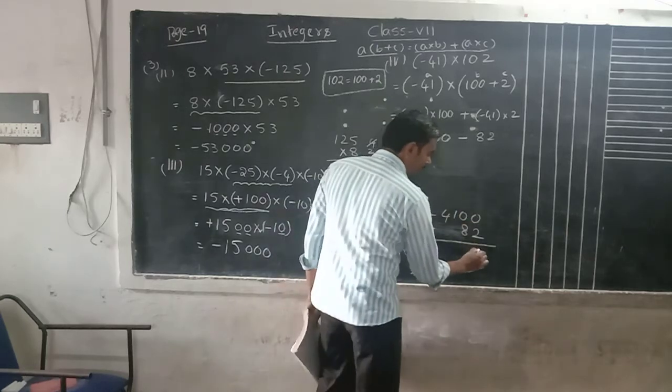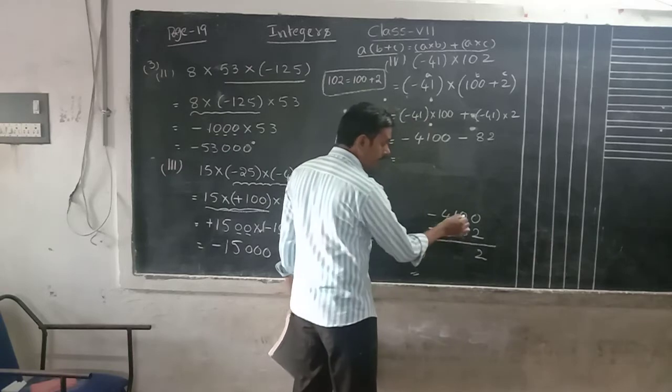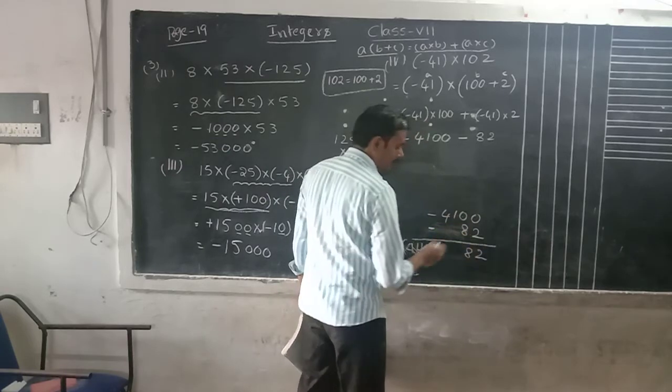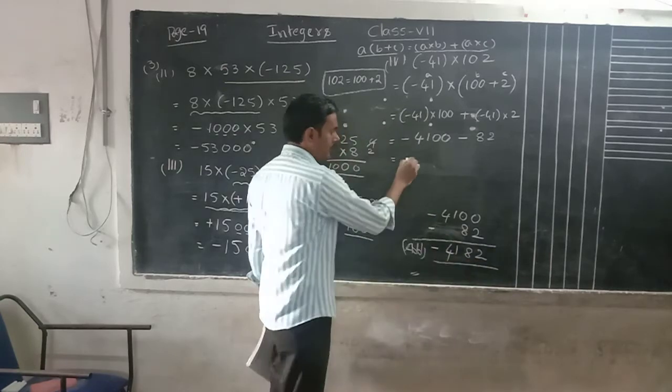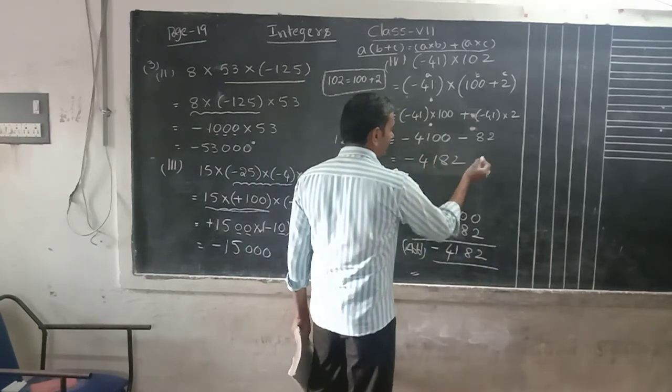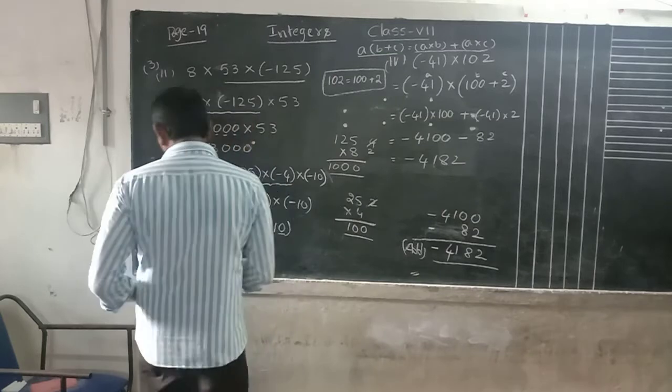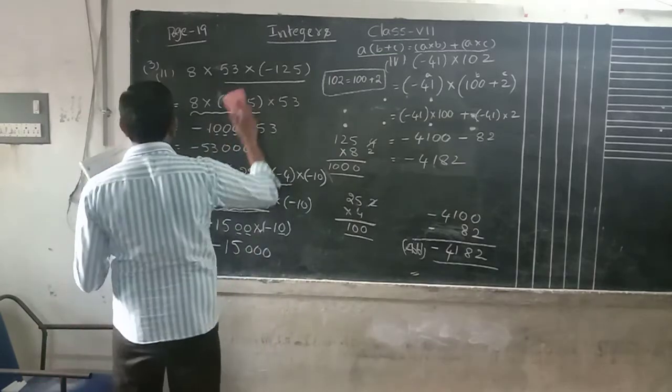We add. 0 plus 2, 2. 0 plus 8, 8, 1, 4. Both having the same sign, minus. So minus 4182. This is the solution. We go on to the next one.